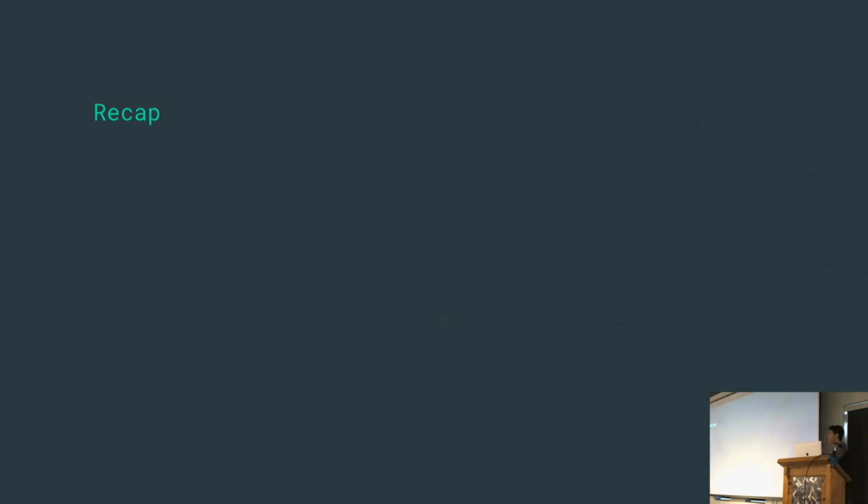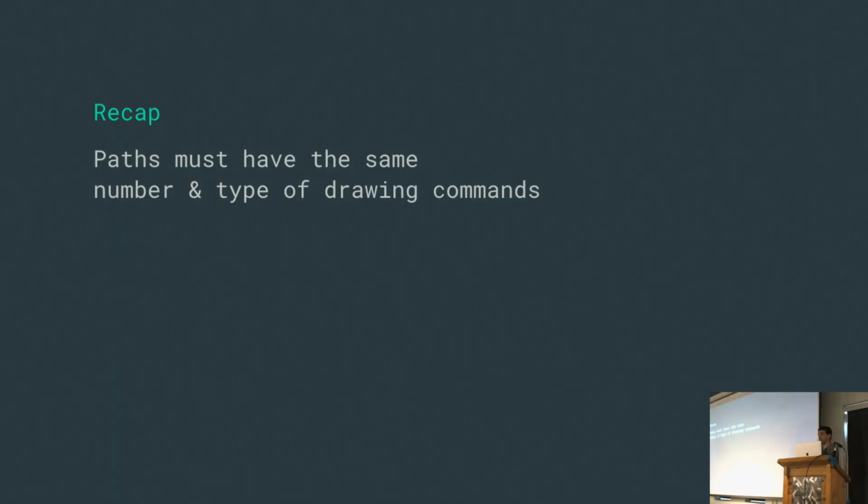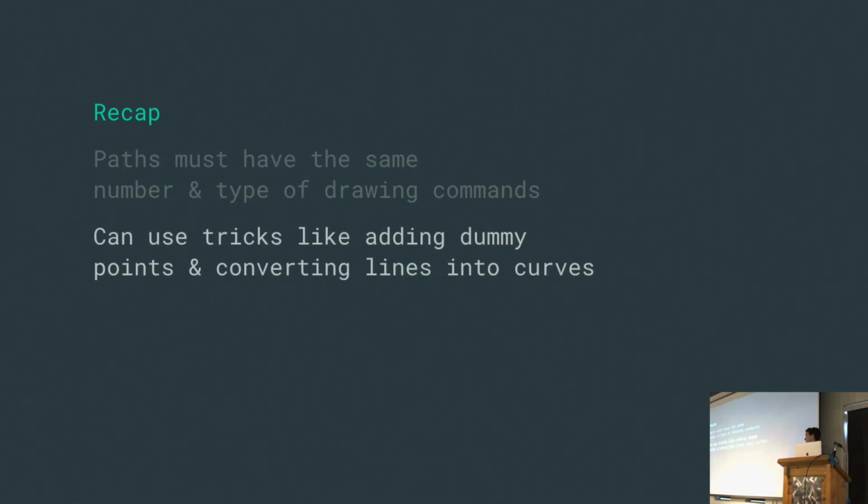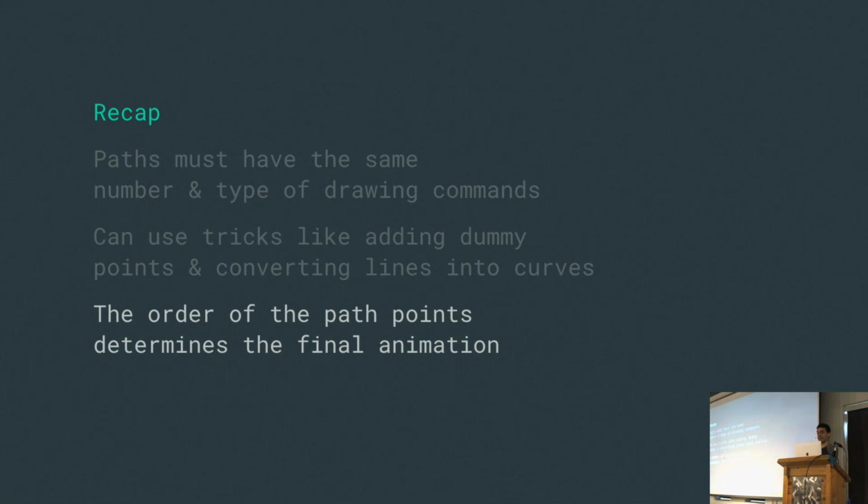So to recap, the two paths you're dealing with need to have the same number of points and same type of drawing commands. Otherwise, the object animator won't understand how to create those intermediate states. We can use this strategy of adding dummy points and converting lines into curves, though, to alleviate this. And the order of the points matters a lot. It won't crash your app, but it will decide what the actual animation ends up looking like.